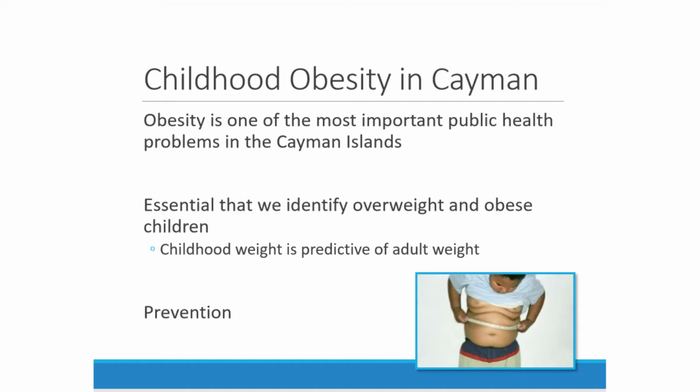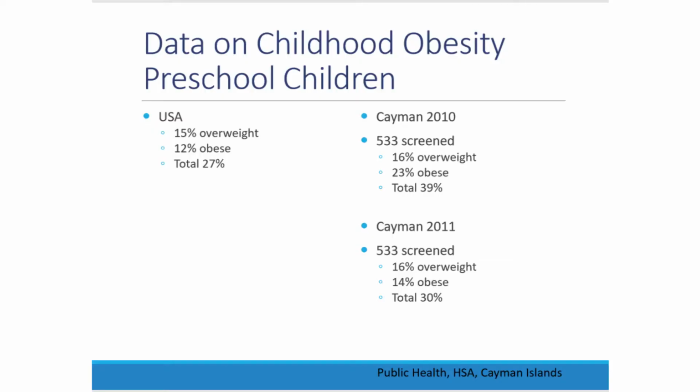So what I'm going to talk a little bit about is childhood obesity in Cayman, and it's a very important public health problem. We need to identify these kids that are overweight and obese, and we really need to focus on prevention. We don't ever want our kids to get to this state. In the USA, 15% are overweight, 12% are obese, so about a total of 27%.